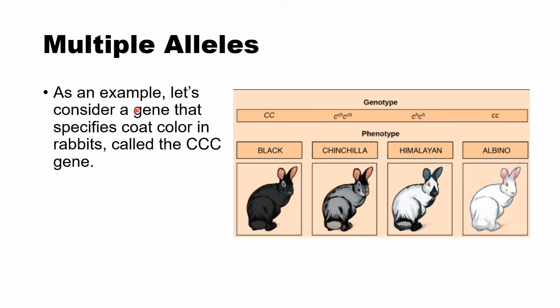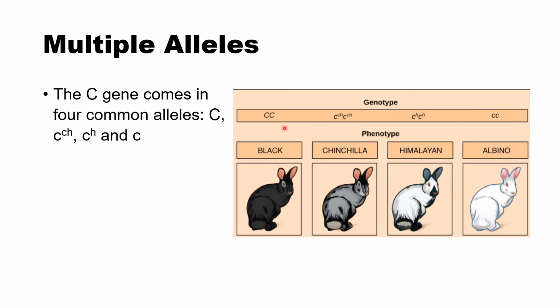So an example, let's consider a gene that specifies coat colors in rabbits. So ito, called yung C gene na tinatawag. Now, the C gene comes from 4 common alleles. So you have yung dominant allele C, then you have yung recessive allele with a CCH, and then yung recessive C with an H, and then yung recessive c lang.